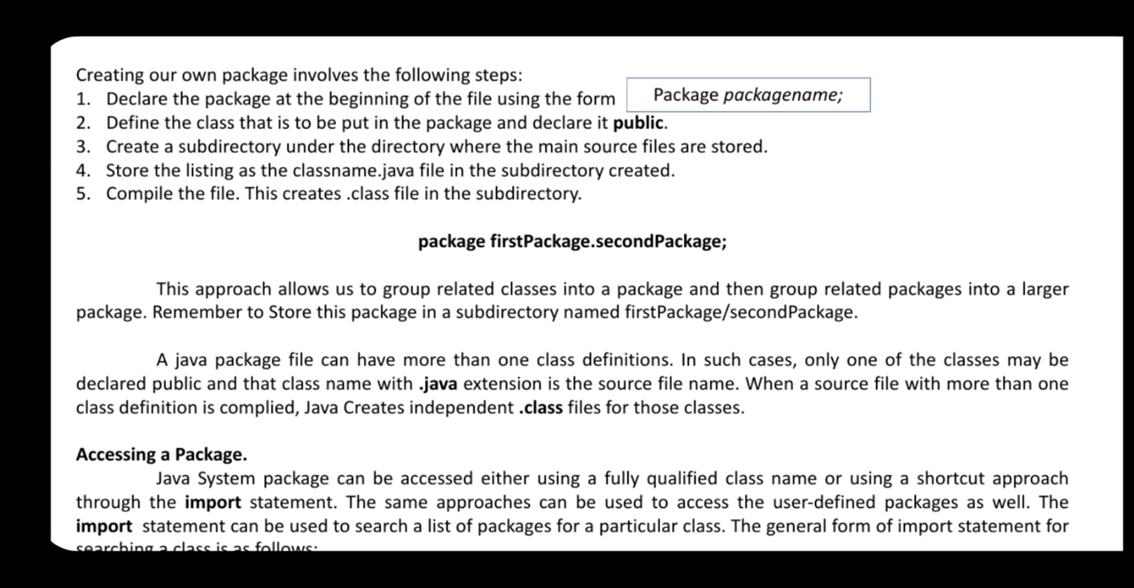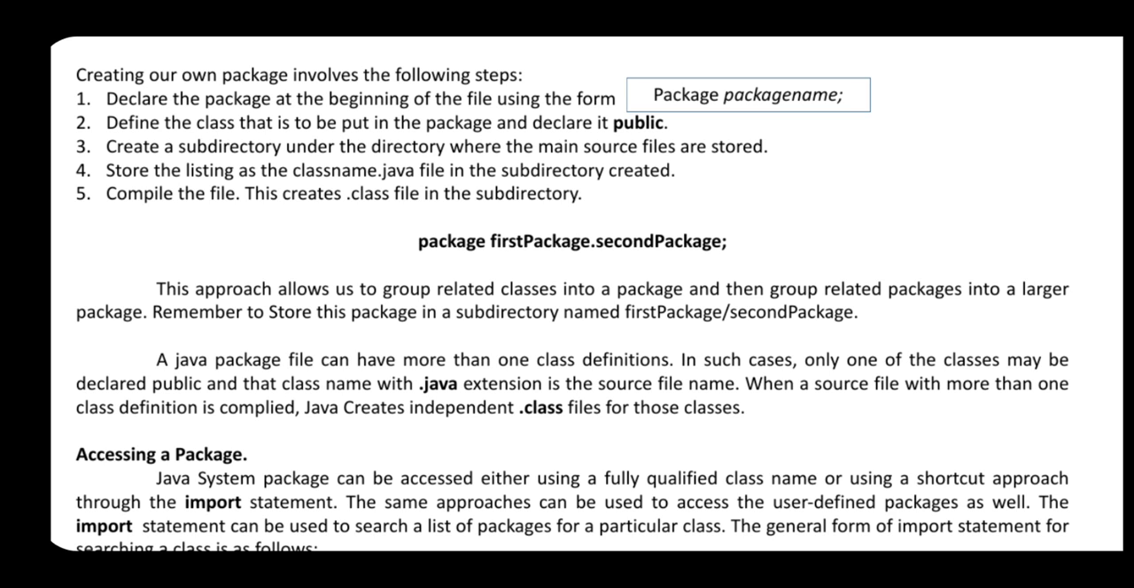Next, store the listing as the class name.java file in the subdirectory created. So what do you mean by this? Now you have created a subdirectory named as the package name, and whatever class name you want to use should be stored over there. Then you have to compile, and when you compile a package, there is no necessity of executing the package class or package program. A package program is used to declare your packages; compile the program, and it will create a class file. That class file will redefine the information to you to be utilized and executed.